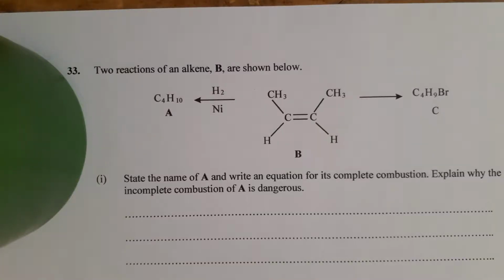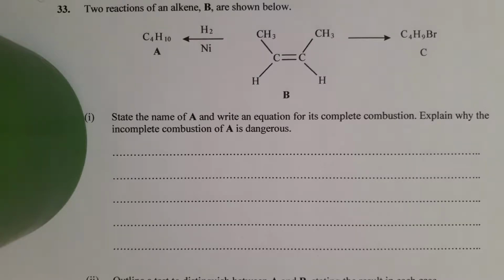Okay, let us look at this question for alkenes. It says two reactions of an alkene are shown below. And we see our alkene B, because of its double bond, is reacting with hydrogen gas in the presence of nickel to give you that compound A. We also see it reacting to give you compound C. So let us look at the question.